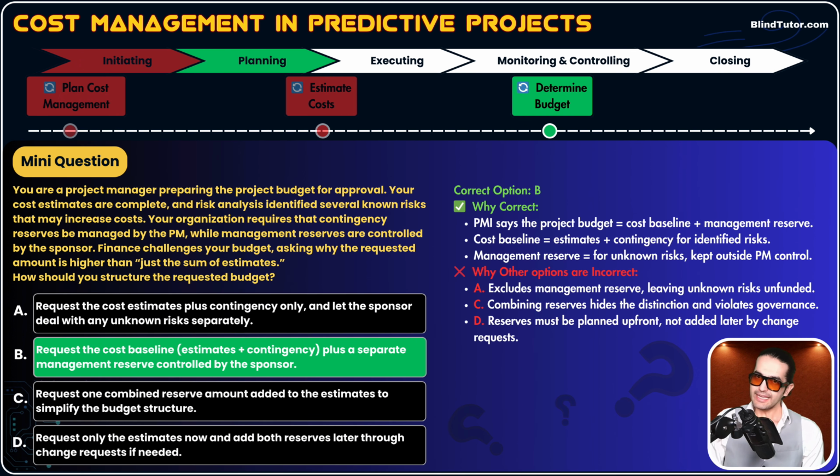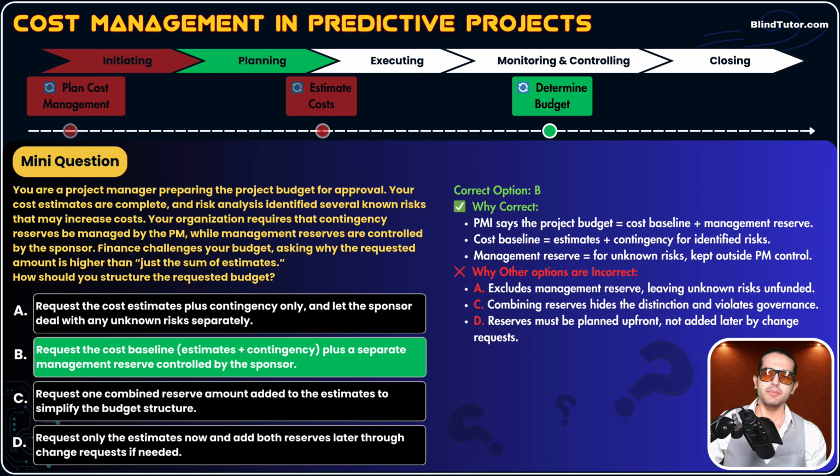If an unknown risk happens, the project manager needs to request from the sponsor to use management reserve, okay? It is not in the authority of the project manager to use management reserve. And we don't have such a thing as one combined reserve. That's why C is incorrect. And D says request only the estimates now and add both reserves later.